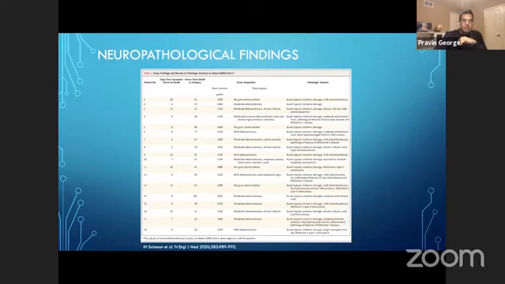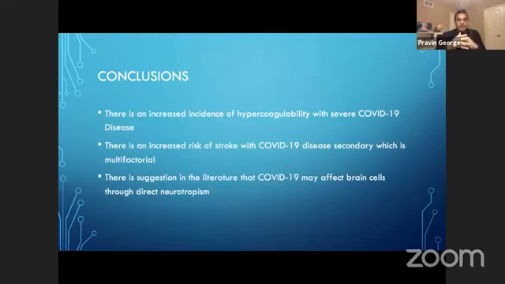So just in conclusion here, there's this increased incidence of hypercoagulability with severe COVID-19 disease. That's seen not only in the brain, but elsewhere throughout the body, and that's a common theme. That can definitely cause bleeds in the brain, strokes, and clots in the brain, in both the veins as well as the arteries. It seems to be hitting people that are slightly younger. There's also this increased risk of stroke, which is multifactorial as well.